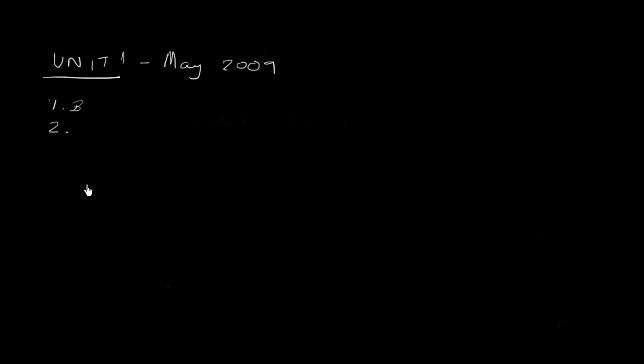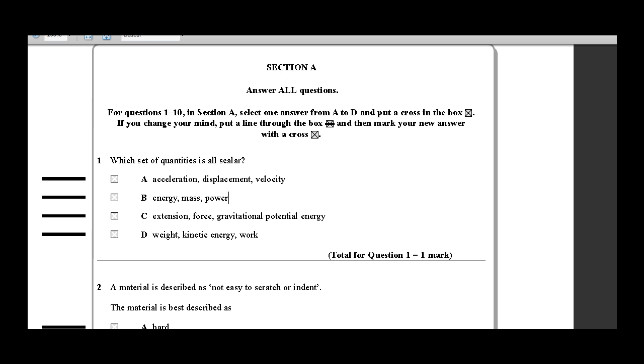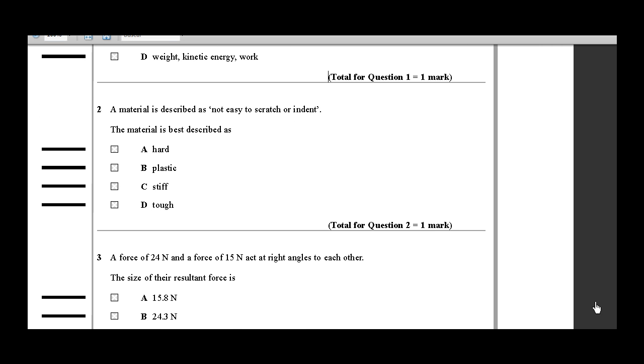Question 2. Material is described as not easy to scratch or indent. That is a hard material. Not easy to scratch is hard. Tough has to do with how much energy it can absorb before breaking. It also has to do with how much it can deform. Stiff has to do with how hard it is to get any extension from it for a given force. So it's very hard to extend.